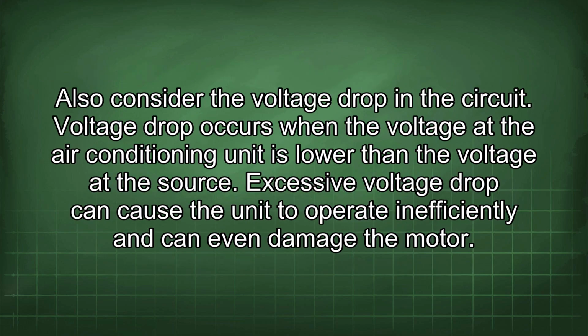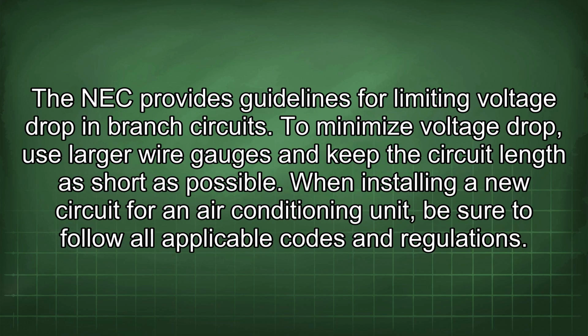Also consider the voltage drop in the circuit. Voltage drop occurs when the voltage at the air conditioning unit is lower than the voltage at the source. Excessive voltage drop can cause the unit to operate inefficiently and can even damage the motor. The NEC provides guidelines for limiting voltage drop in branch circuits. To minimize voltage drop, use larger wire gauges and keep the circuit length as short as possible.